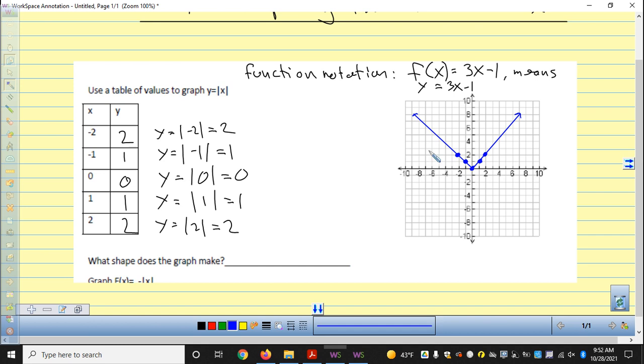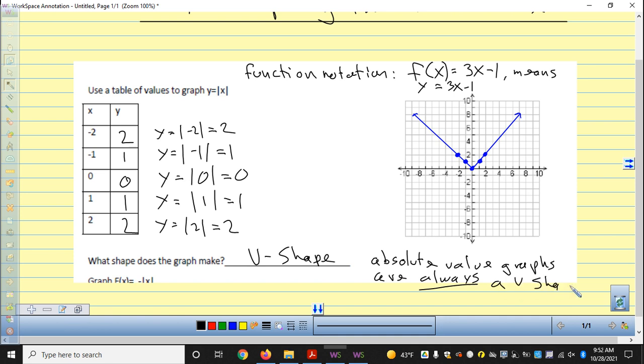And it says, what shape does the graph make? Well, what shape is this? A V shape. Graphs of absolute value functions always make a V shape. Anytime we graph any kind of absolute value function, if it's y equals the absolute value of something, it's going to be some kind of V shape.